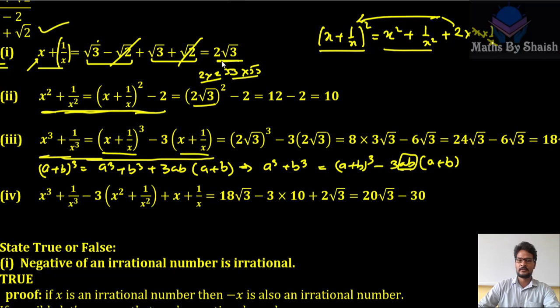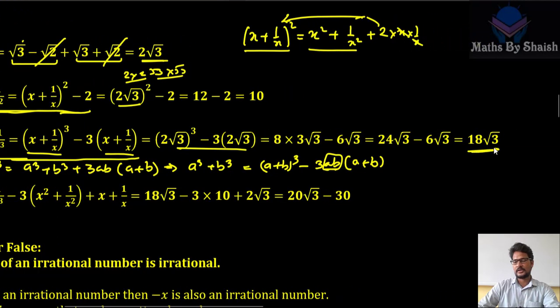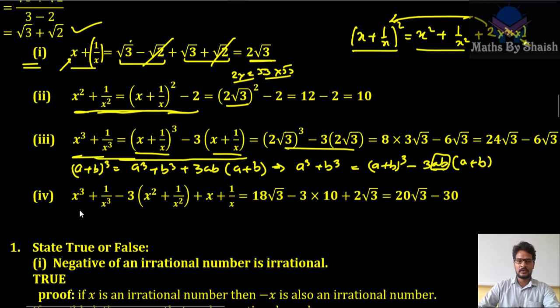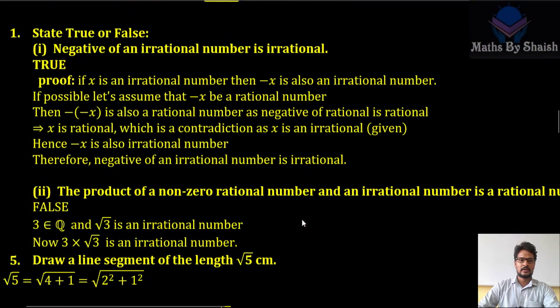These two values are the same, 2 root 3, and we can substitute it here and do the simple calculation to get the last answer, that is 18 root 3. And the fourth one again: x cube plus 1 upon x cube minus 3 times x square plus 1 upon x square and x plus 1 upon x. We have all these values from the previous parts, so we can simply replace these values and we'll get the answer.